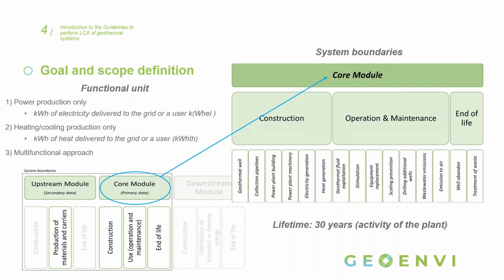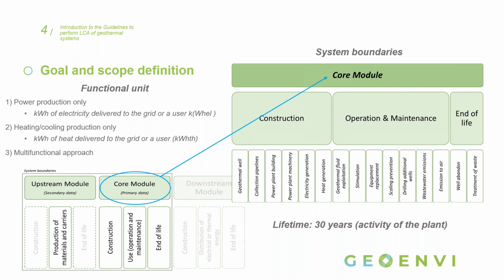Side of the main methodological issue covered by these guidelines. For the functional unit, the definition of the functional unit, there will be three possibilities to define the system: if it is only for power production or heating and cooling production, or if it is a multifunctional approach.